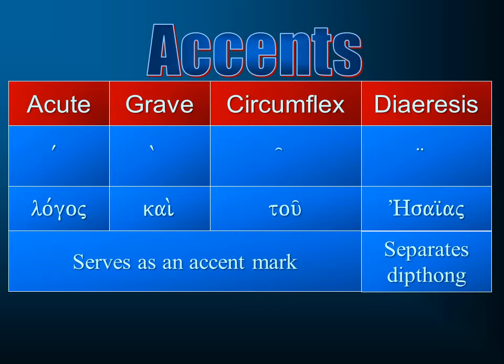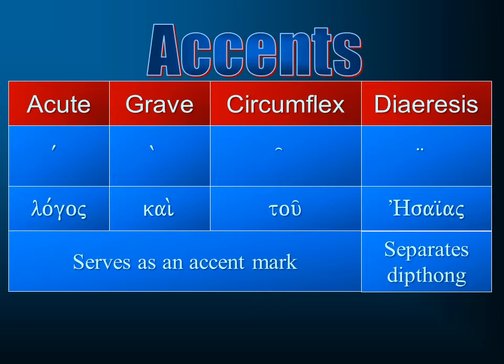And a very, very rare one, you don't see this very often, but the diaresis. But we won't really talk about that right now. That's very rare. Usually the acute, the grave, and the circumflex. And these serve as accent marks as opposed to the diaresis, which separates the diphthong.